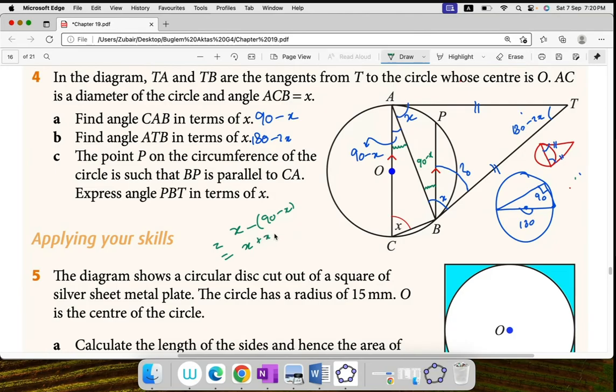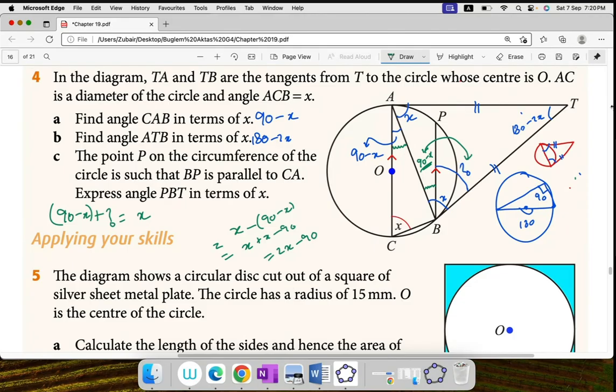That makes it 2x minus 90, because we remove the question mark when we do 90 minus x. Yeah, we found out the question mark, so we have to subtract the x. Or you can just add these two and equate it with x. So 90 minus x plus the question mark gives you x.